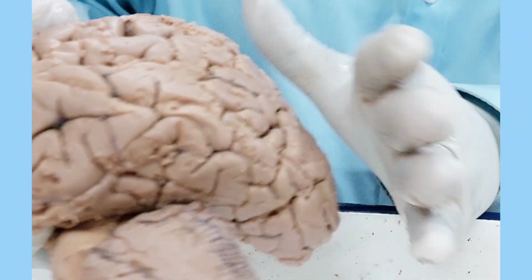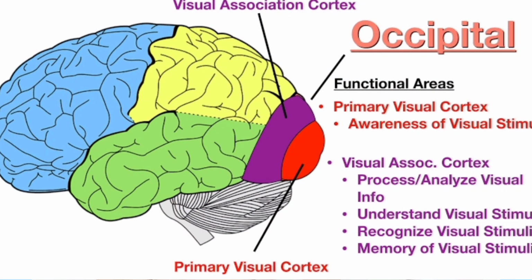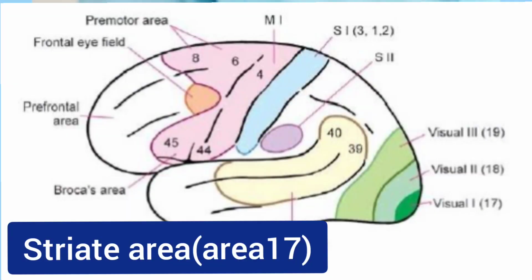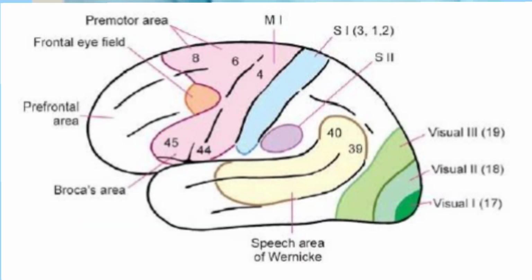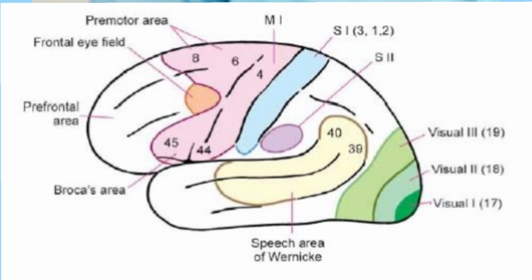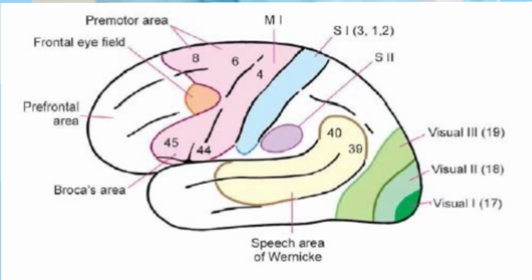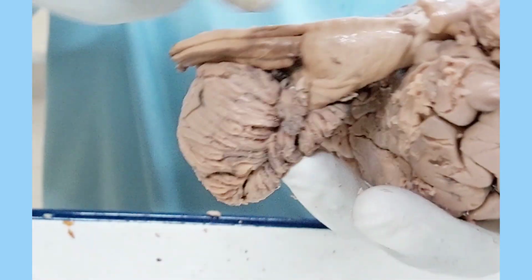The important area for the occipital lobe is the visual area or visual cortex. The visual cortex may be primary and secondary. The primary cortex is area 17 and the secondary is areas 18 and 19. The primary area 17 is also called the striate area, and area 19 is also called the peristriate area, and in between 17 and 19 is area 18, called the parastriate area. So this visual cortex is mainly found on the medial aspect.